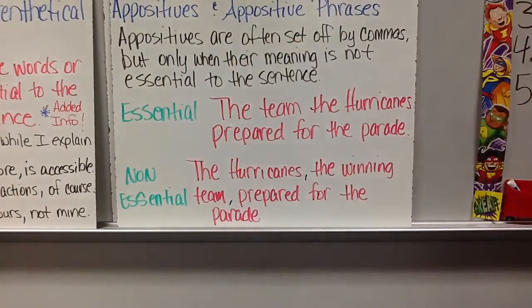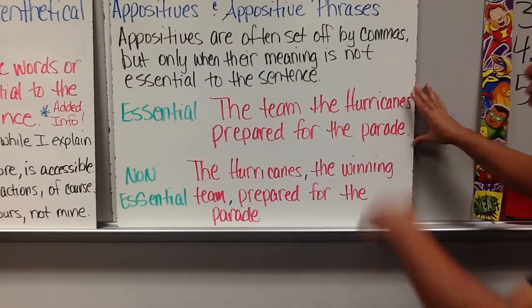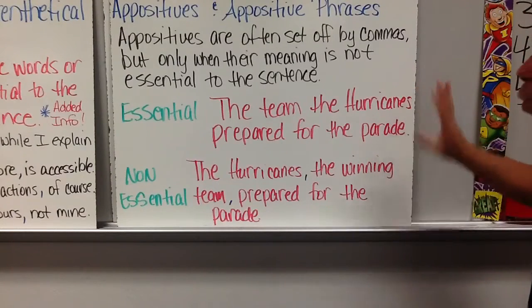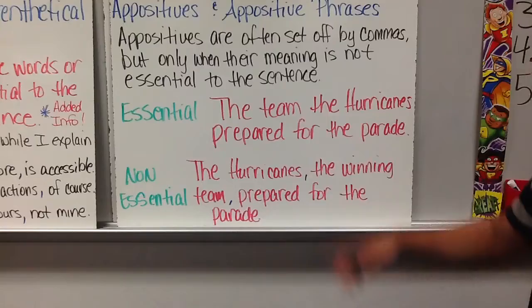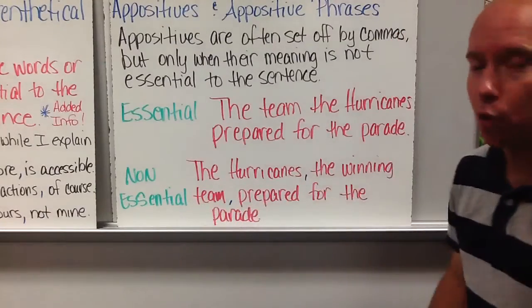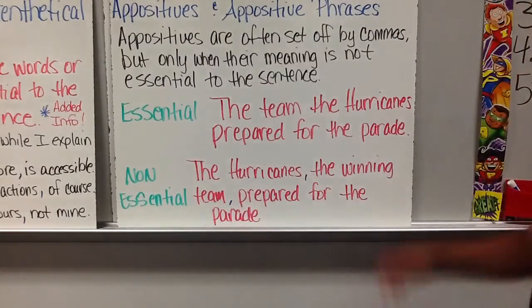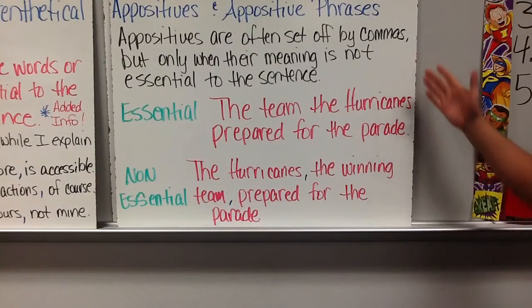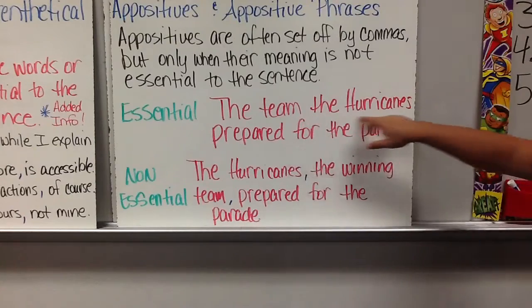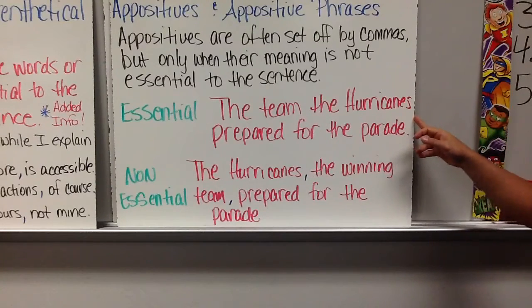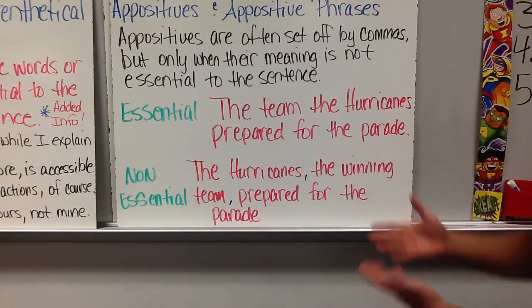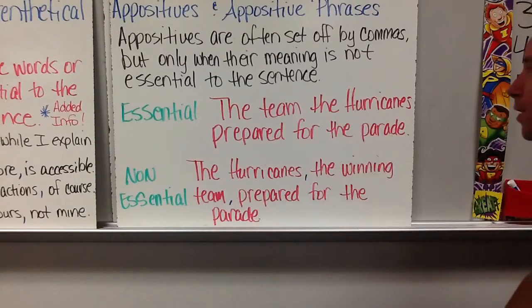Okay, some other examples of essential versus non-essential. If the information in a sentence is required, it needs to be in there to really understand the sentence, for it to make sense at all, then you would not put it apart with commas. But if the information is non-essential, then you would put commas. Okay? The team the Hurricanes prepared for the parade. Okay? Now that is essential information. The Hurricanes here, I wouldn't know who you're talking about if I didn't have the Hurricanes. Okay? So that wouldn't make sense without the Hurricanes in there. So I need that information in there, so there's no comma.